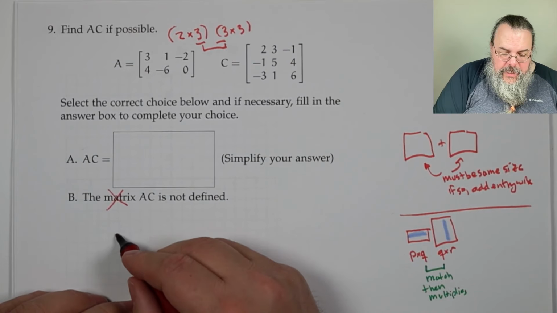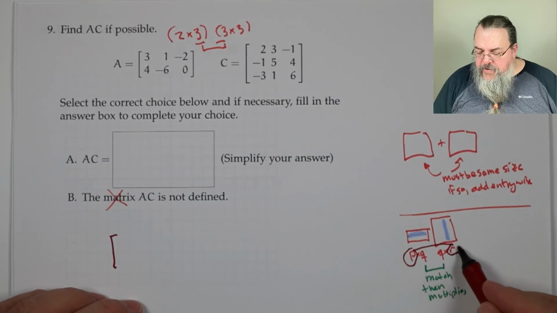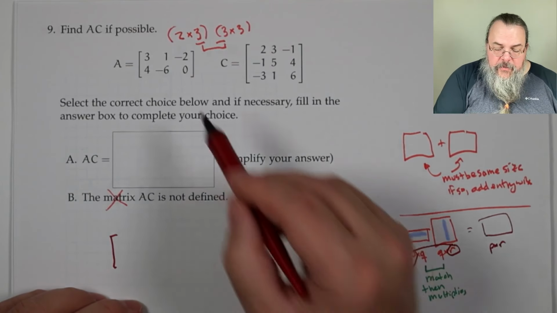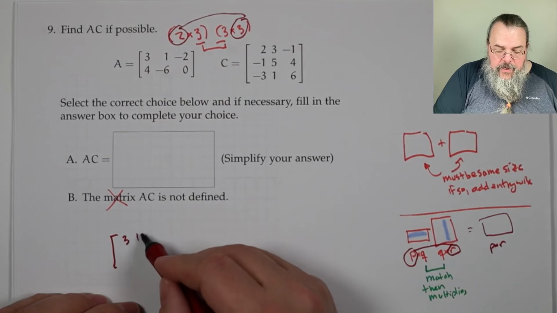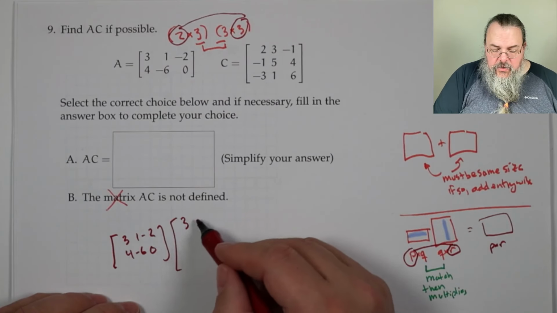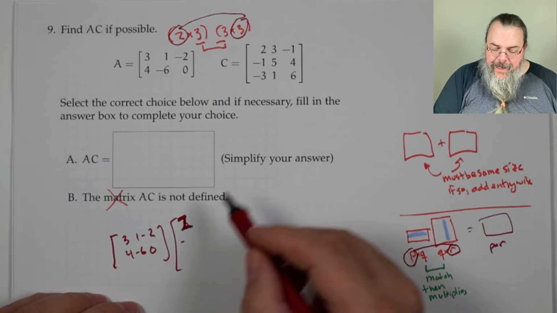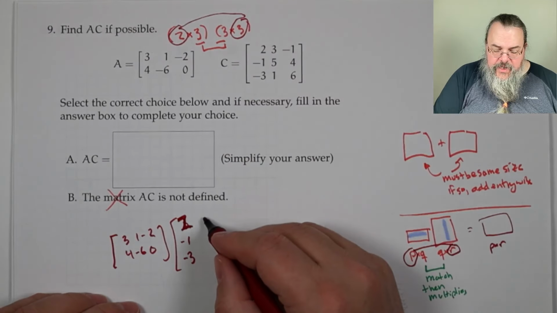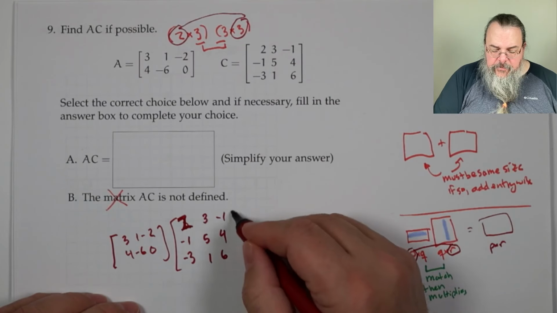By the way, what do you end up with? It becomes a P by R. So for us, we're going to end up with a 2 by 3. So A is 3, 1, minus 2, 4, minus 6, 0. And C, don't get ahead of yourself, I'll go down columns: 2, minus 1, minus 3, 3, 5, 1, minus 1, 4, 6.